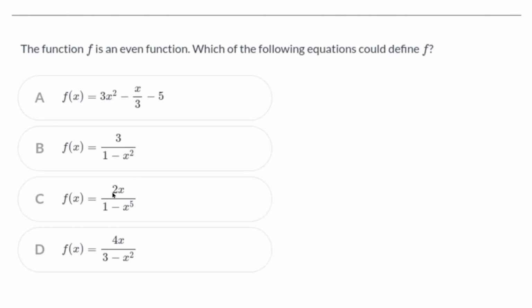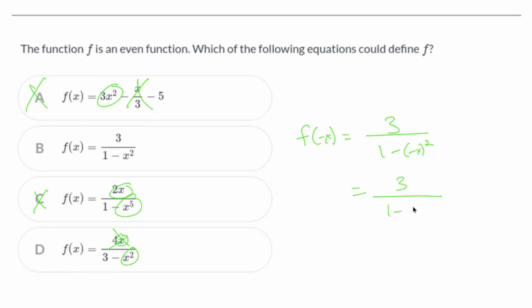Well, all right. Basically the rules still should apply. You have an even variable exponent. You don't, so it can't be A. You do, so you have promise. You don't, and you don't, so it can't be C. You do, I'm sorry, you don't. You do, so it's got to be this. So if I were to take B and plug in negative x, I would get 3 over 1 minus negative x squared, which just becomes 3 over 1 minus x squared. So you are even. It's B.